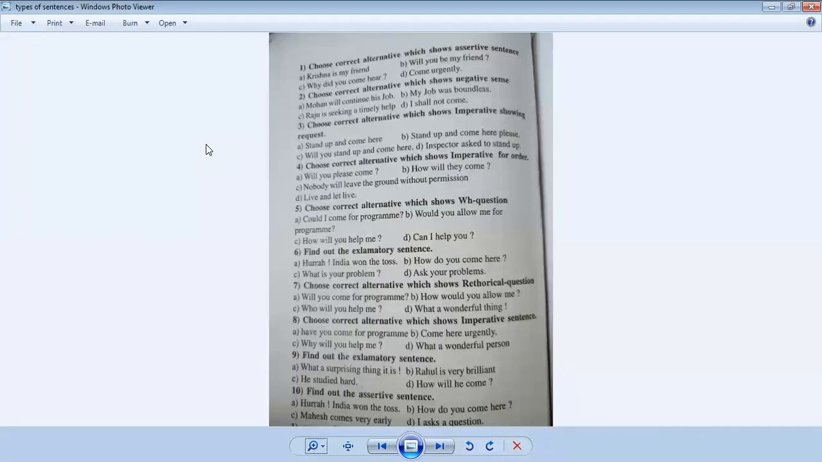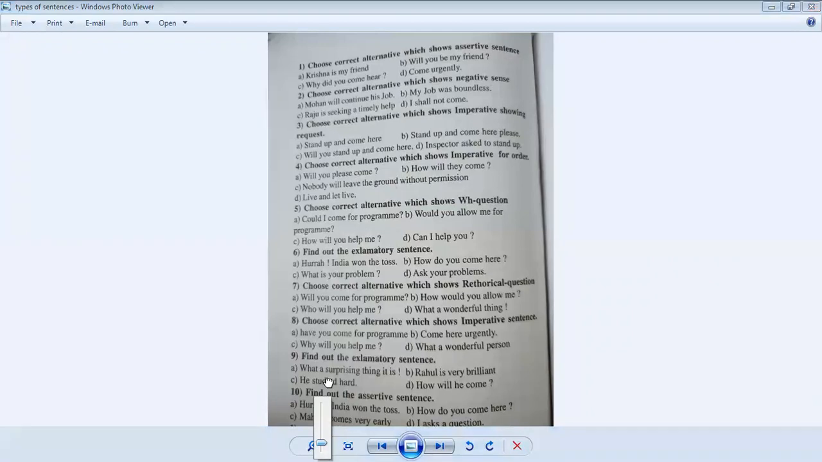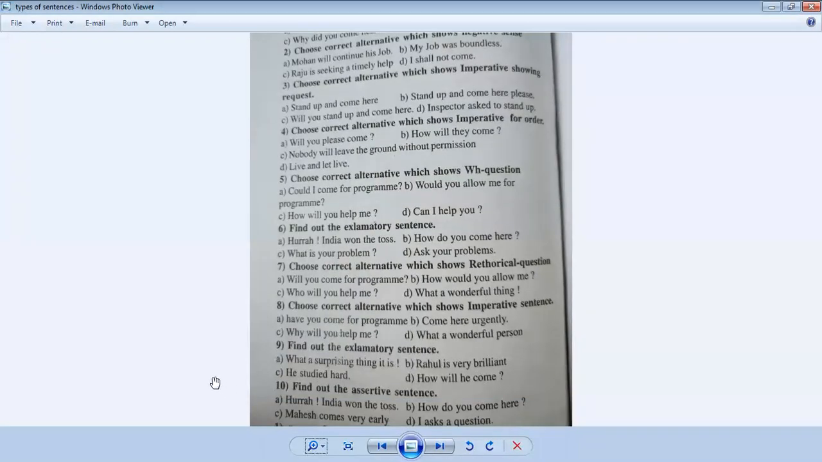Rhetorical means which is not supposed to be actually a question. It means the answer is not expected. Okay. Solve till 10th.